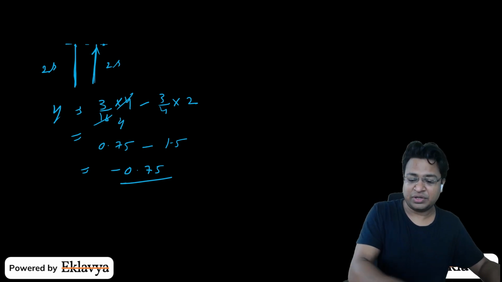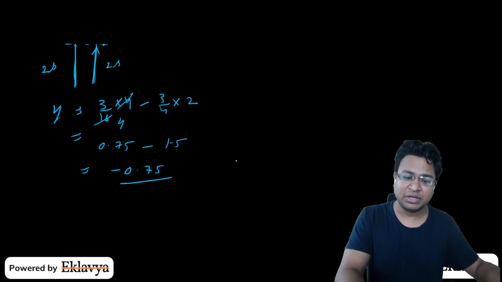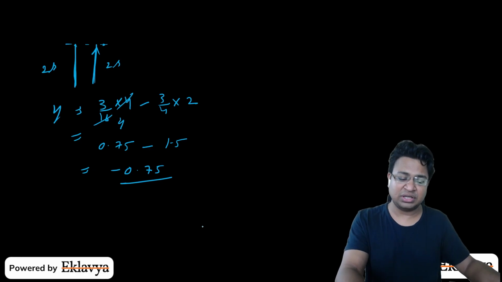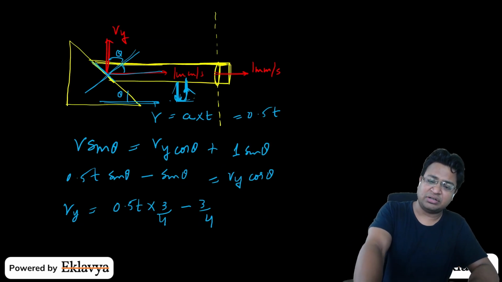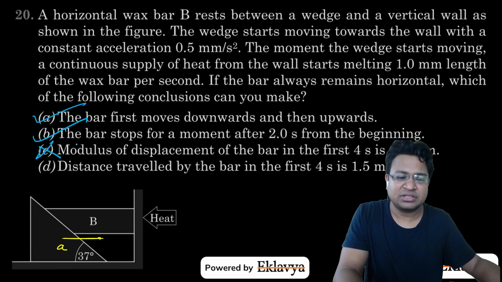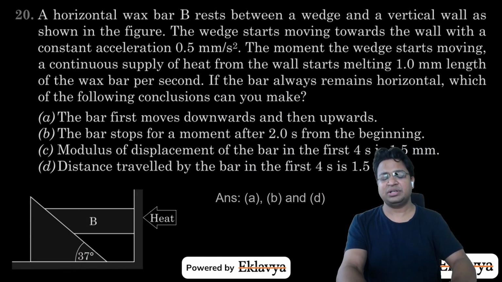So the option says the distance traveled by the bar in the first 4 seconds is 1.5 mm. So 0.75 plus 0.75 is 1.5 mm. So yeah, this is correct. So finally, which options are correct? D is correct, A is correct, B is correct, C is wrong. So A, B, D should be the answer.